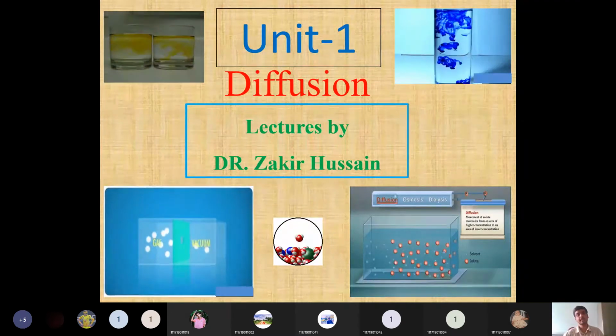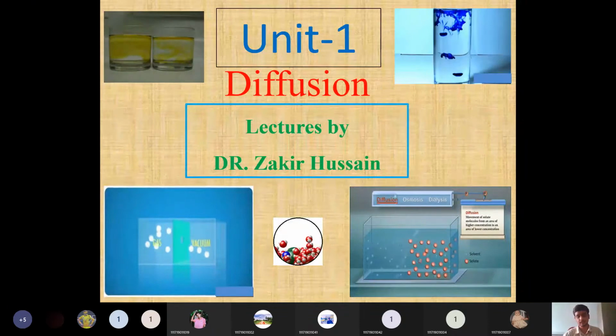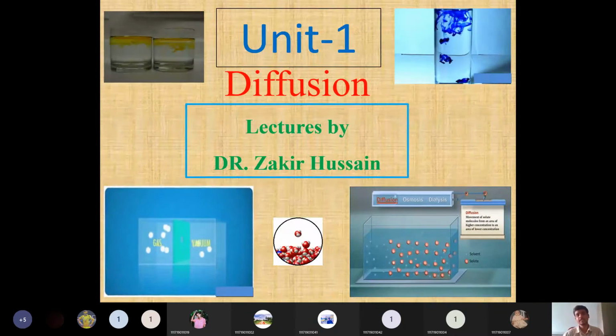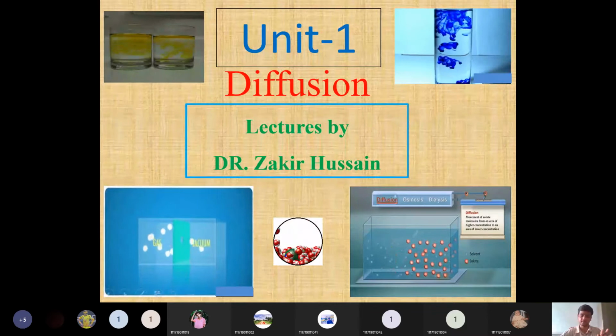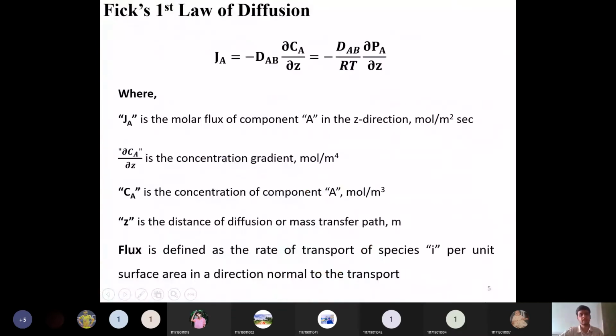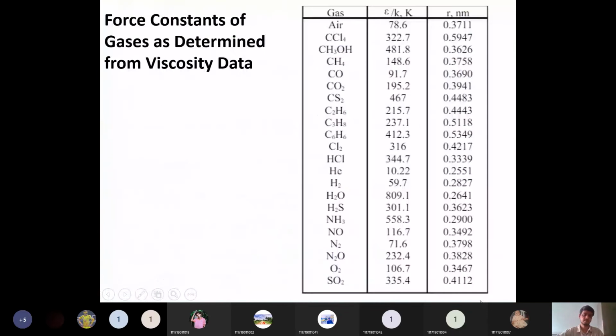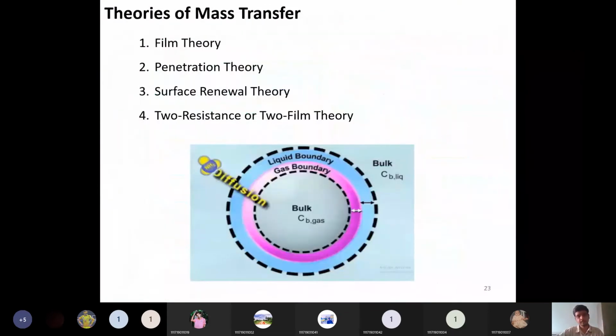That mechanism is described by the three most popular theories, which are called film theory, penetration theory, and surface renewal theory. We will see these theories, along with the two film theory also. So these are the theories of mass transfer. How the mass transfer takes place from one phase to another phase, and how the concentrations change, is given by film theory. Then there are the penetration theory and the surface renewal theory.